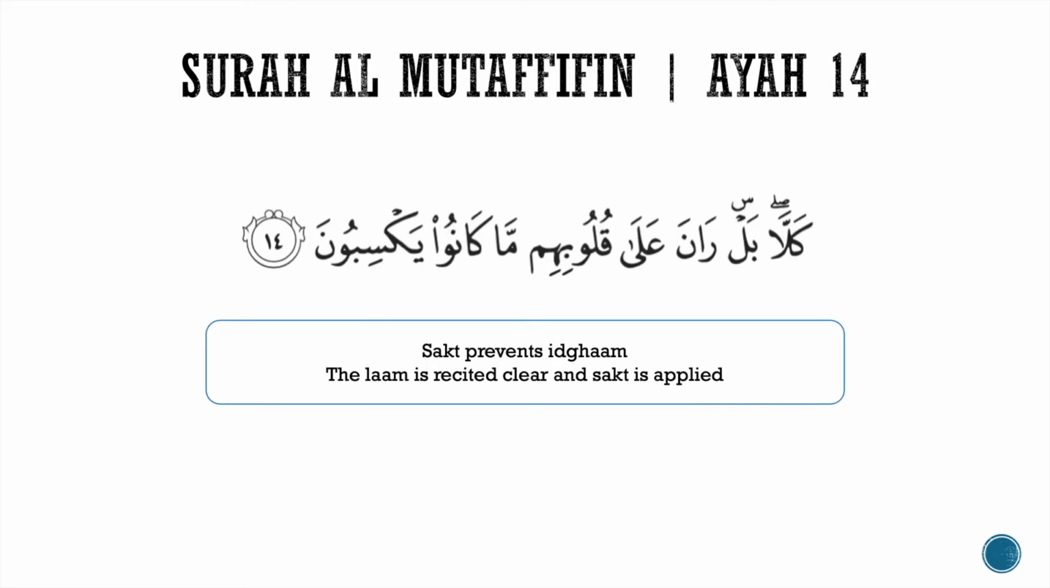The next example is in Surah Al-Mutaffifin, Ayah 14. As you can see, on top of the word bal, there is the sakta sign again. Same, it will prevent the rule of idgham here. The lam has to be recited clearly and the sakta has to be applied. So you would read it as كَلَّا بَلْ رَانَ عَلَى قُلُوبِهِمْ, and you would make the breathless pause. So these are the 4 obligatory saktas.